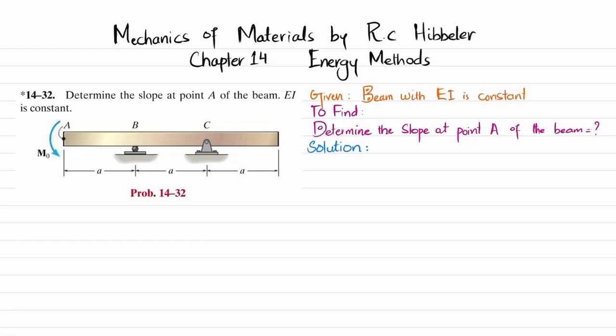Welcome back. In this video, we are going to solve problem 14-32 that is taken from chapter number 14, Energy Methods, and book name is Mechanics of Materials by R.C. Hibbeler. So statement is determine the slope at point A of the beam.